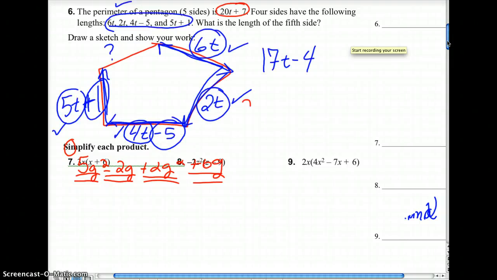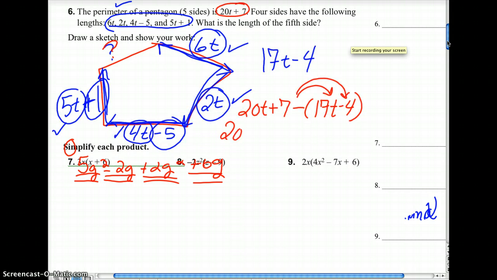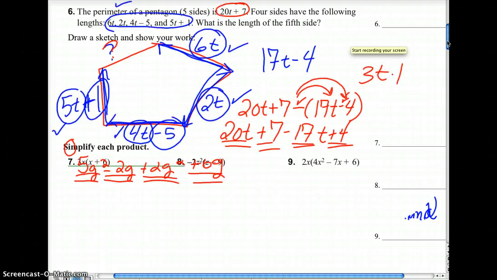So if I were to take the 20t plus 7 and subtract off the sides I've already accounted for, keep in mind you've got to use those parentheses there, I'll have the missing side over here that I need. So with subtraction, I've got to make sure I distribute that in. So I have 20t plus 7 minus 17t, and then minus the negative gives me a plus 4. So when I'm all done there, I have 3t, and then I have 7 plus 4 for a plus 11. That would be the final answer for that one.